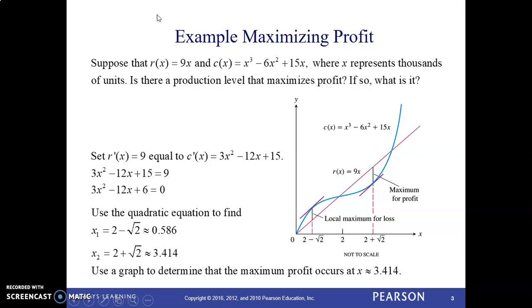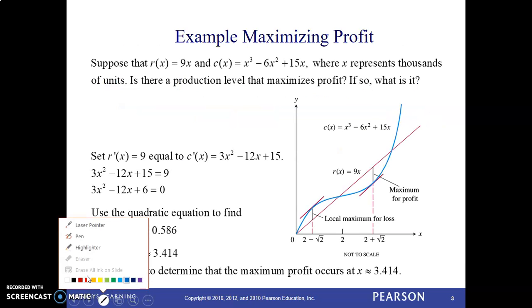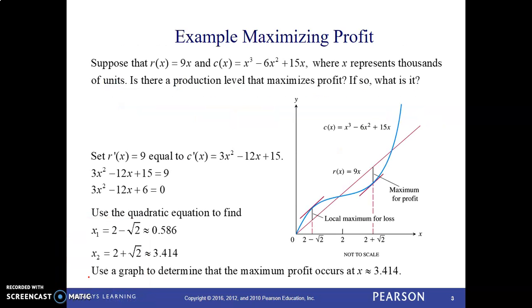So I would hit pause and read through this a little bit more in detail. But again, the main thing to take away is that maximum profit is going to happen when R prime is equal to C prime.